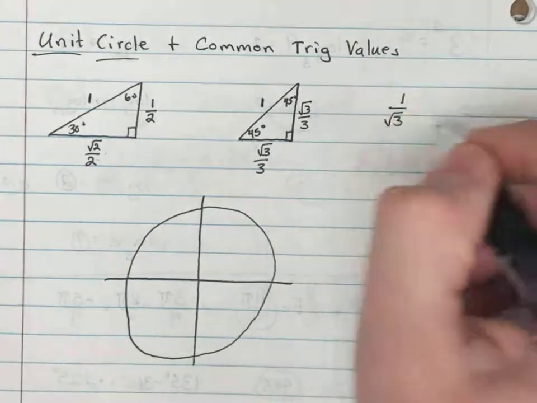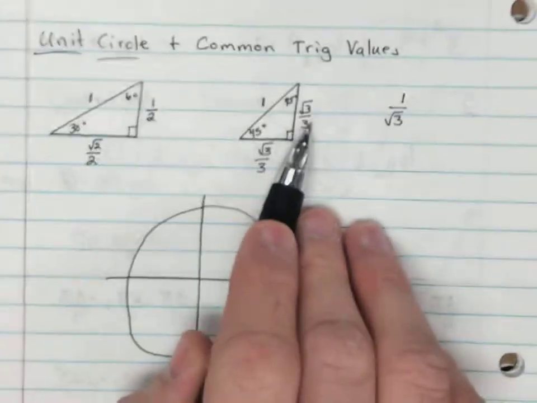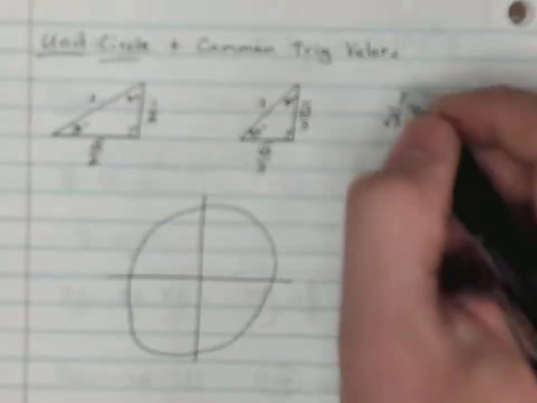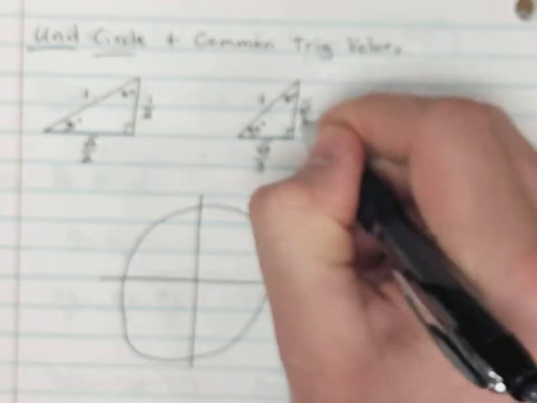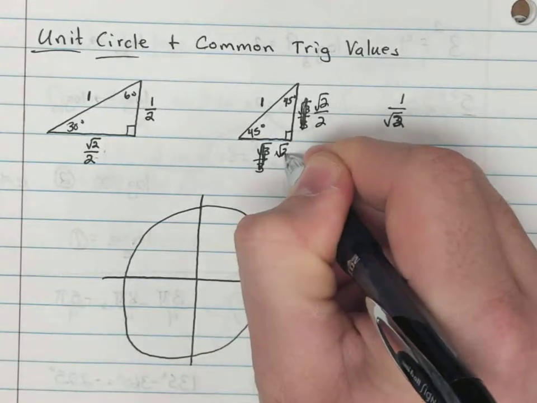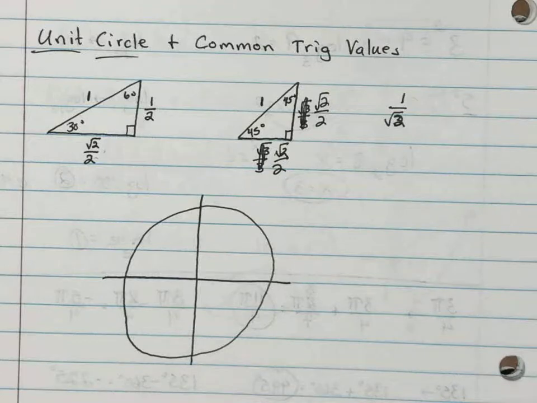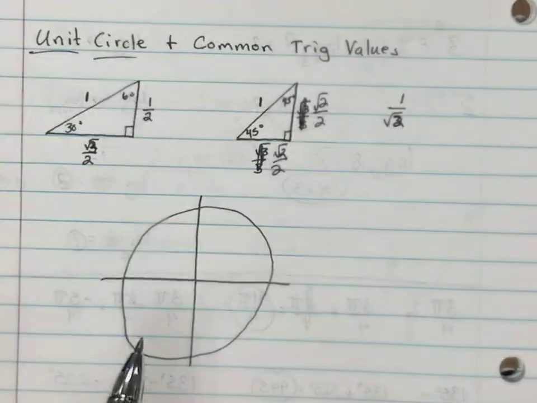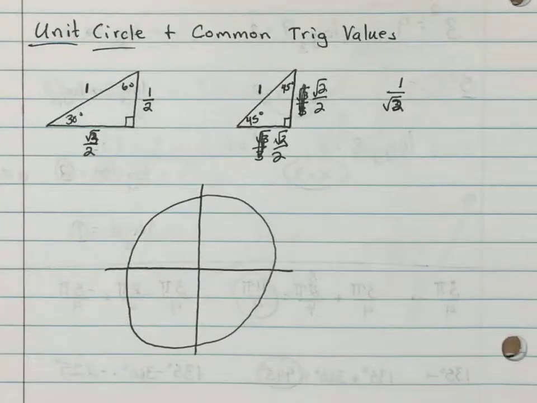I messed up here. Nobody caught me. To go from leg to hypotenuse on a 45, 45, 90, you multiply by root 2. So we're going to multiply top and bottom by root 2 there. That was supposed to be root 2 over 2 and not root 3 over 3. My bad. And it was supposed to be root 3 on the other one. Yes, it was. Yeah, I flip-flopped my 2. My bad. Thank you very much.